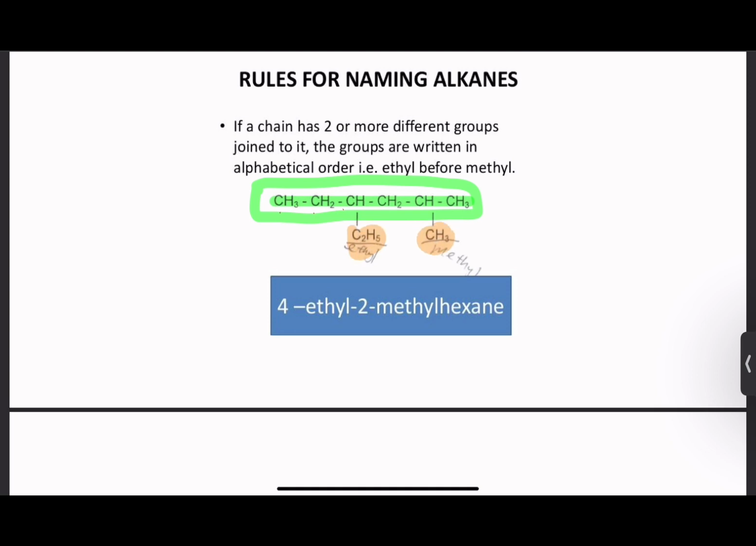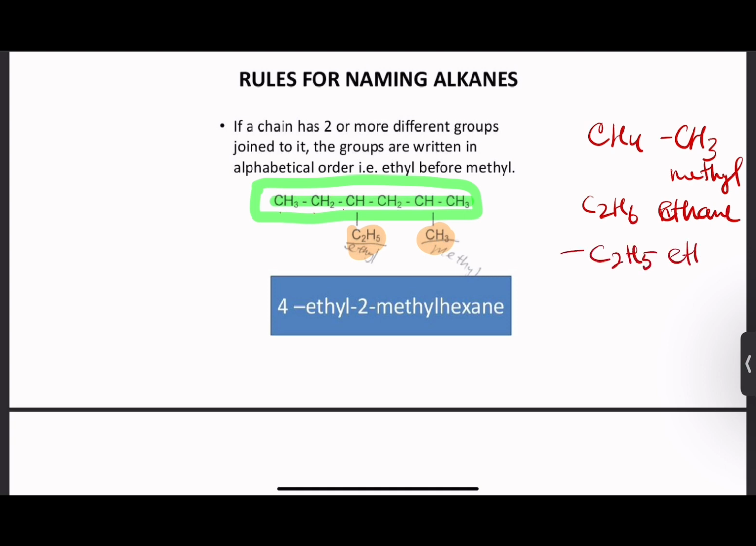Okay? But I want you to pay attention. So CH4 was methane, and then if you take out 1 hydrogen, it is CH3, right? This is methyl. C2H6 is ethane, and then if you take out 1 hydrogen, it is C2H5, it is ethyl, right? So this guy is ethyl and this guy is methyl.